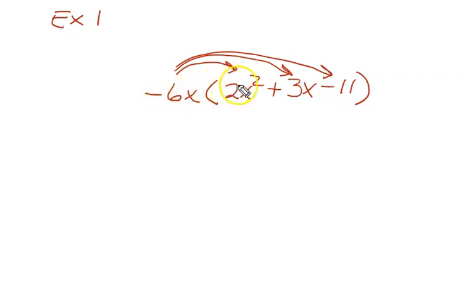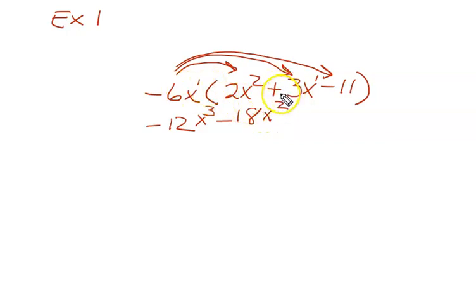Now notice we're multiplying, so we're going to be using some of those exponent rules. So a -6 times 2 is a -12. X times x to the second is x to the third. Remember there is a 1 on that. Now a negative times a positive will give you a negative. 6 times 3 is 18. X to the first times x to the first gives you x to the second.